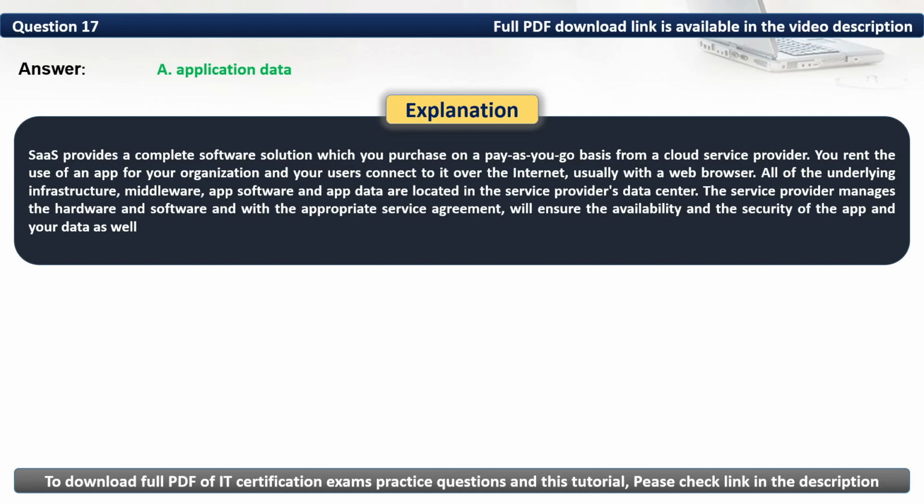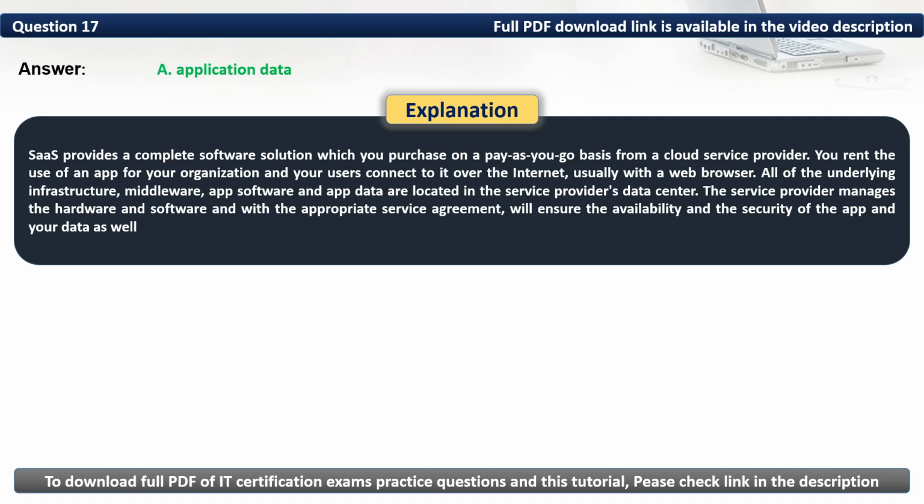Software as a service provides a complete software solution which you purchase on a pay as you go basis from a cloud service provider. You rent the use of an app for your organization and your resources connect to it over the internet, usually with a web browser.